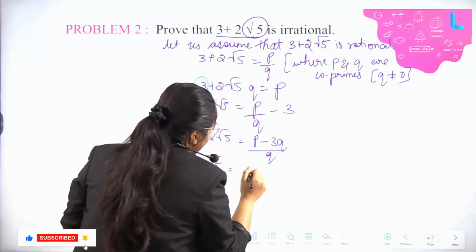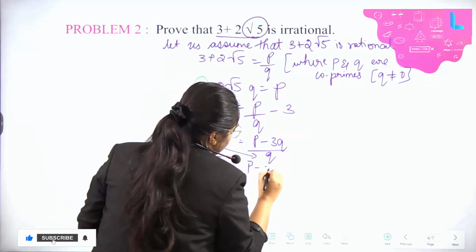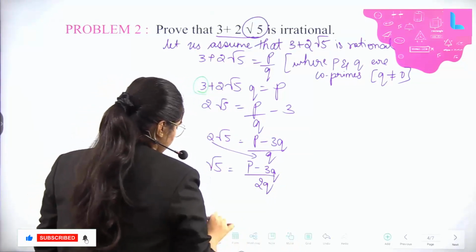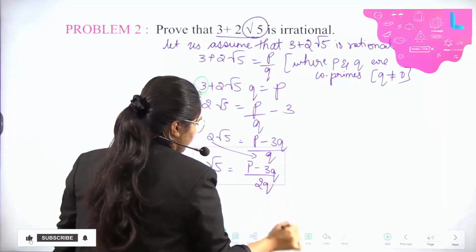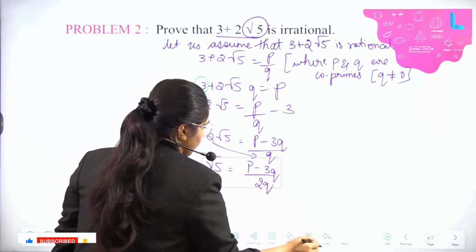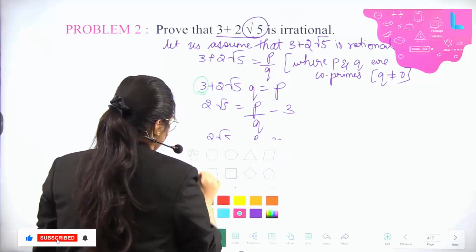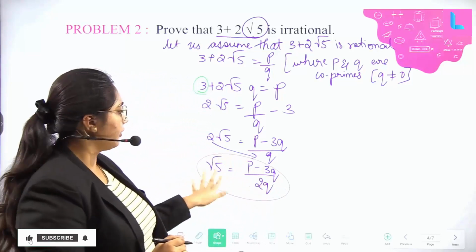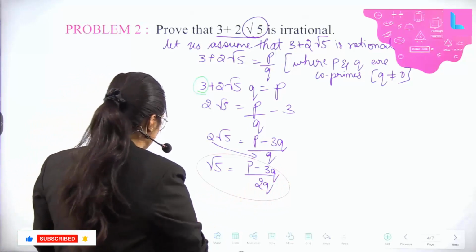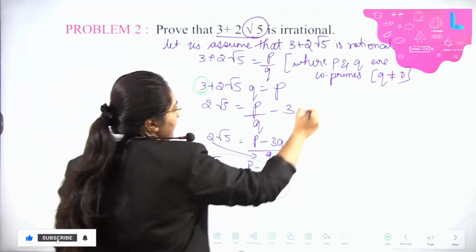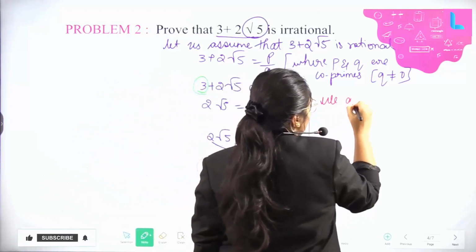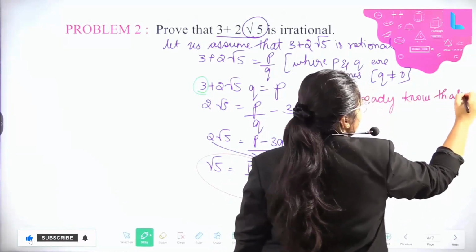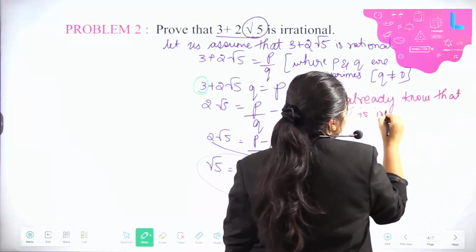Now, just keep the root on one hand side. And even this 2 goes down, even that will be in the denominator, right? So what you'll be getting finally is root 5 is equal to P minus 3Q upon 2Q. But we already know that, I'll write the conclusion part over here. We already know that root 5 is an irrational number.